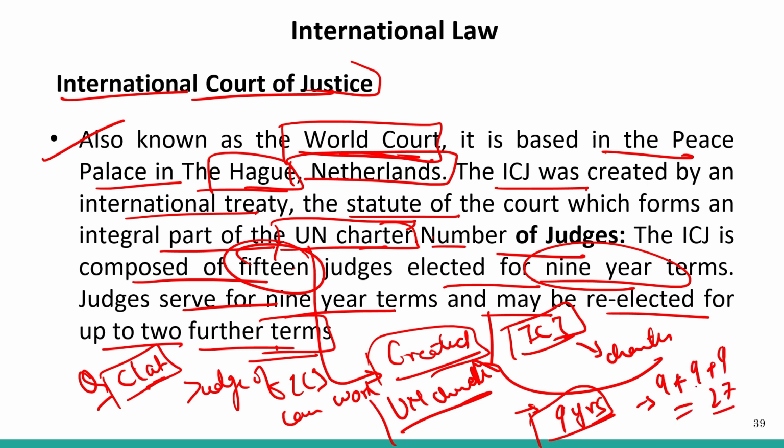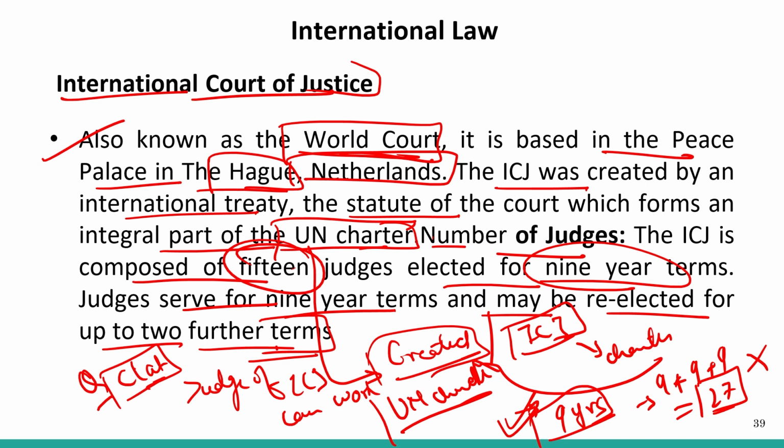So there was an option of 27. They marked 27. The answer was wrong. The maximum tenure is 9 years, because you need to understand one thing: when the questions are put up in front of you, you need to understand what exactly the question has asked. Often what students do is they try to apply extra mind in the questions, and then they end up choosing the wrong answer.